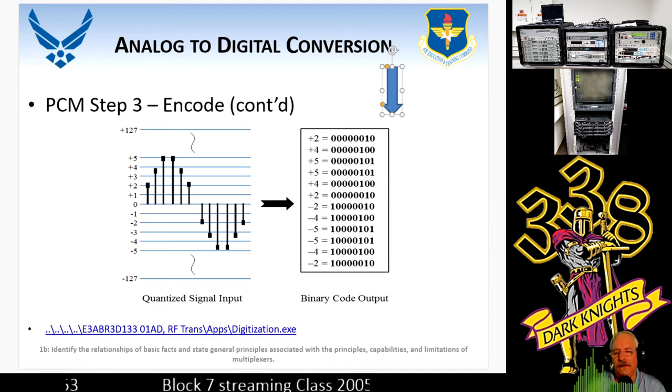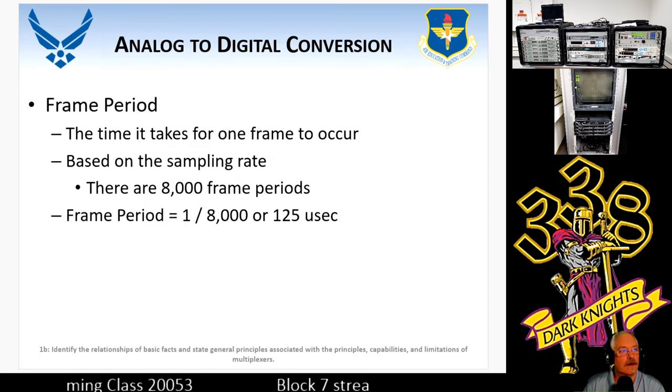Continuous variable slope. I can't remember what the D was standing for, but it is a form of PCM. It uses these eight bits to form it and then send it out. That's how the PRIC 150 works. So we get out of the analog to digital.